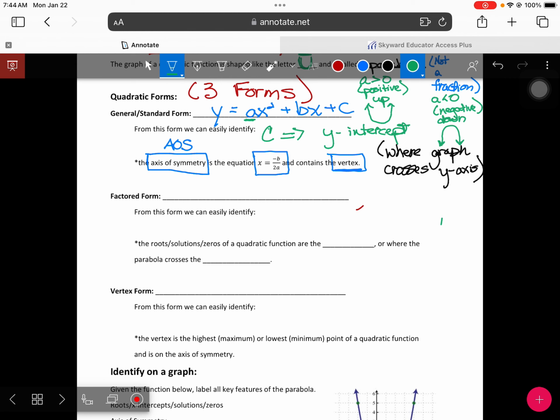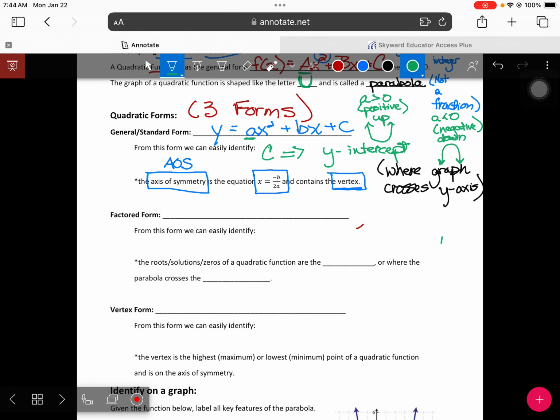All right. Axis of symmetry, let me say a little something extra about that. Your axis of symmetry is going to cut the parabola in half.